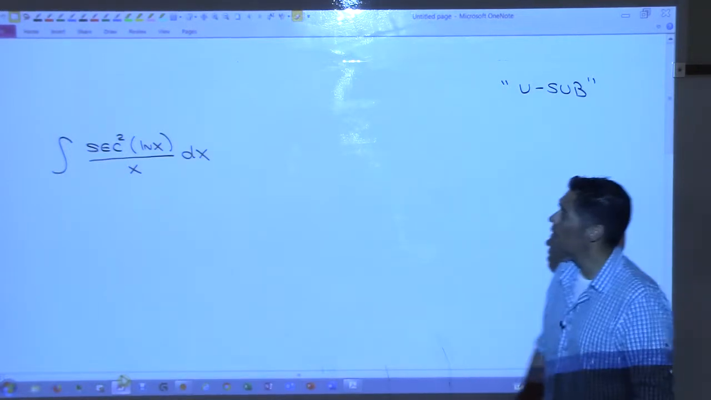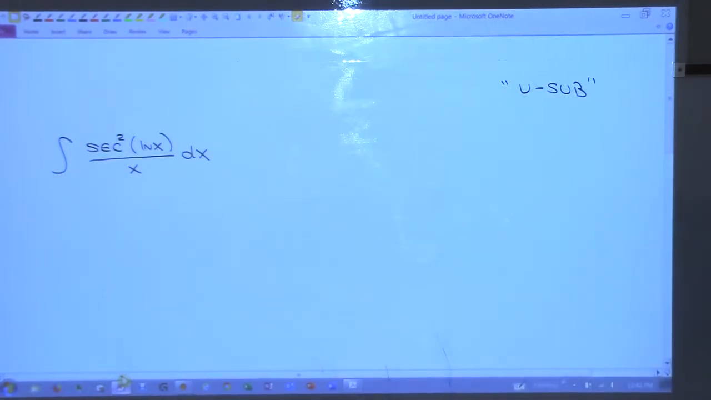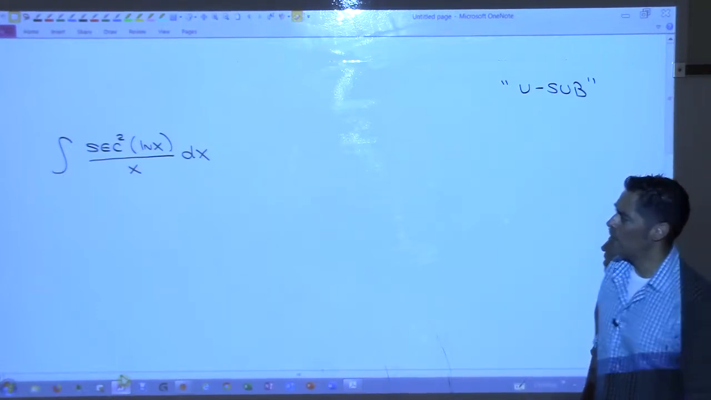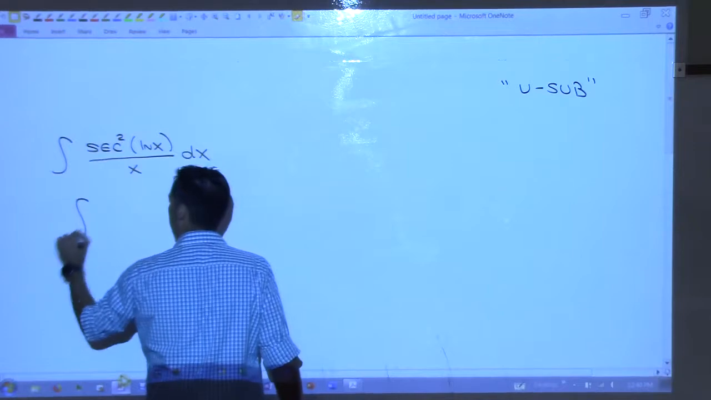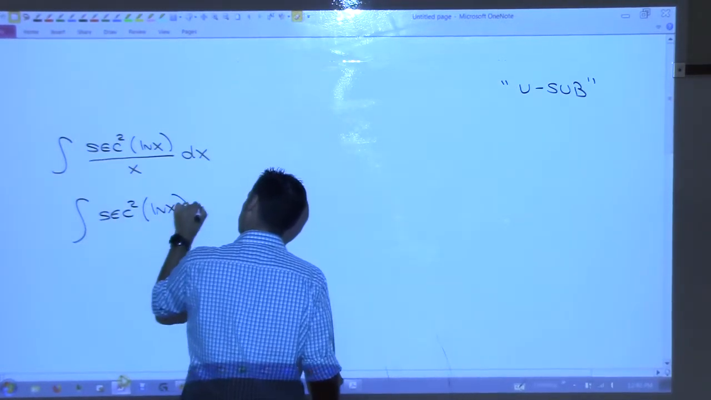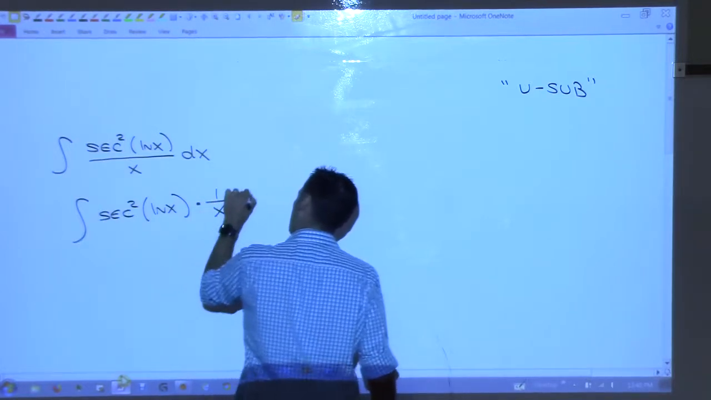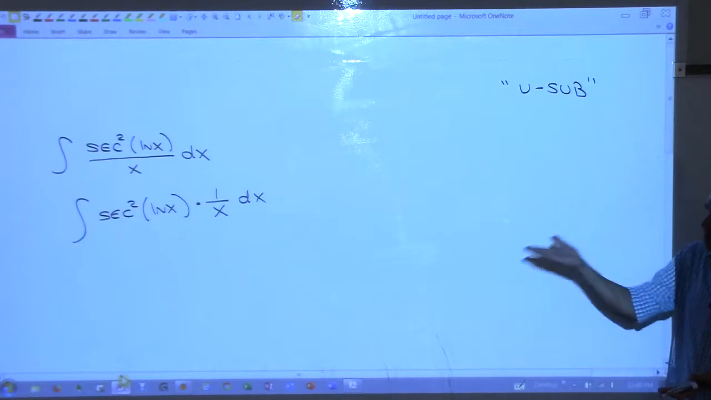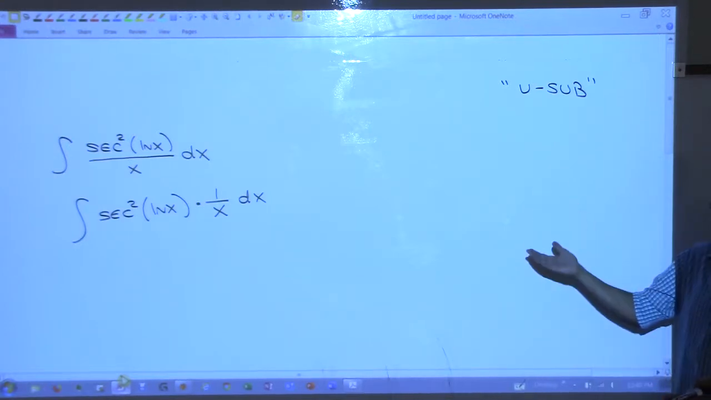Okay, everyone's here. All right, does anybody see something and its derivative? What's the something you see? The natural log of x. What is its derivative? 1 over x. So if you need to, you could rewrite this. That's the same expression. The x on the bottom is really like a 1 over x on the side.